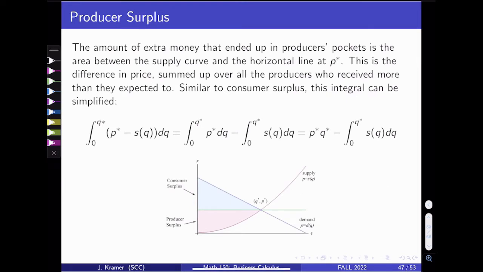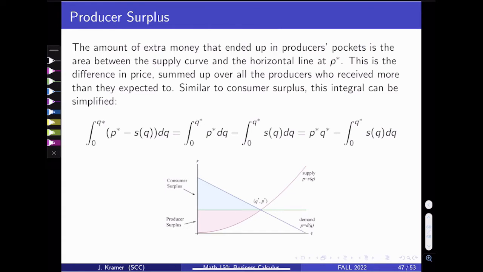For the producer surplus, the amount of extra money that ended up in producers' pockets is the area between the supply curve and the horizontal line at P. So this is going to be your producer surplus here, below the equilibrium quantity and price and above the supply curve. This is the difference in price summed up over all producers who received more than they expected to.